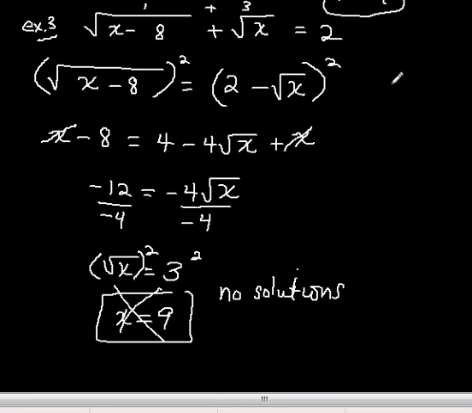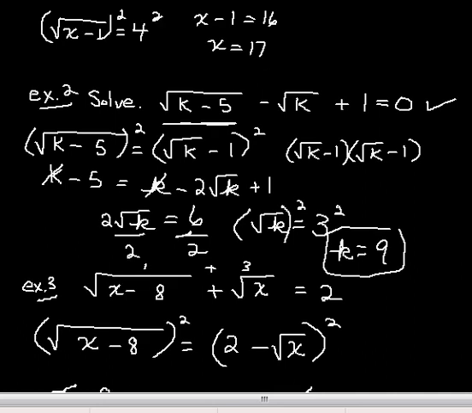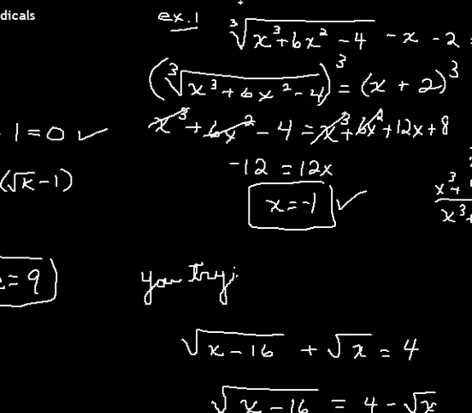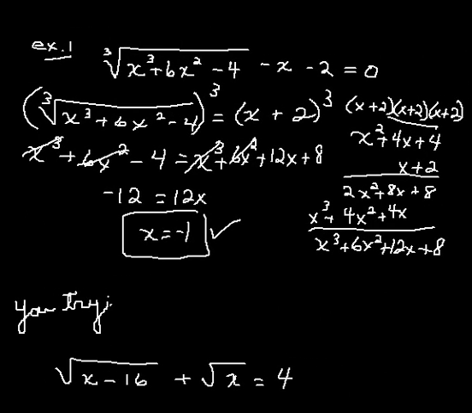Alright, I'm going to give you one to try, and then we'll be done. You ready? Give this one a try. This is actually practice problem B in your book. So right there, stop the video, it's down here, square root of x minus 16 plus the square root of x equals 4. Stop the video, try it, and then check back in a sec.